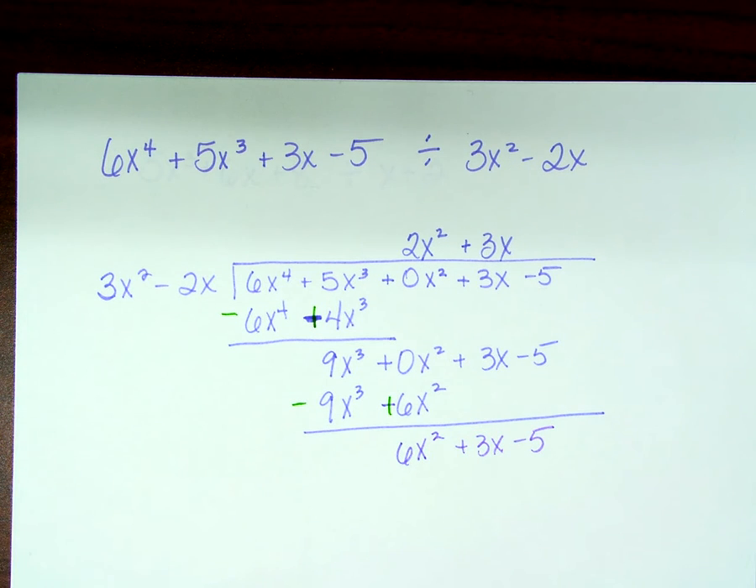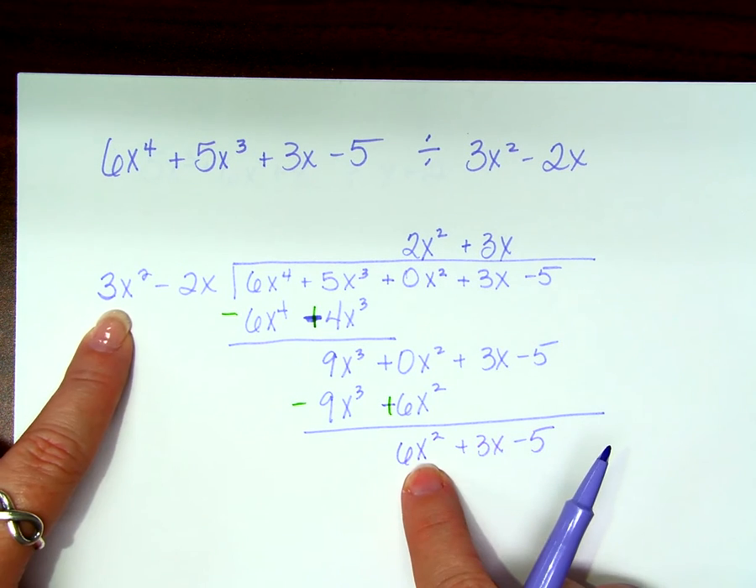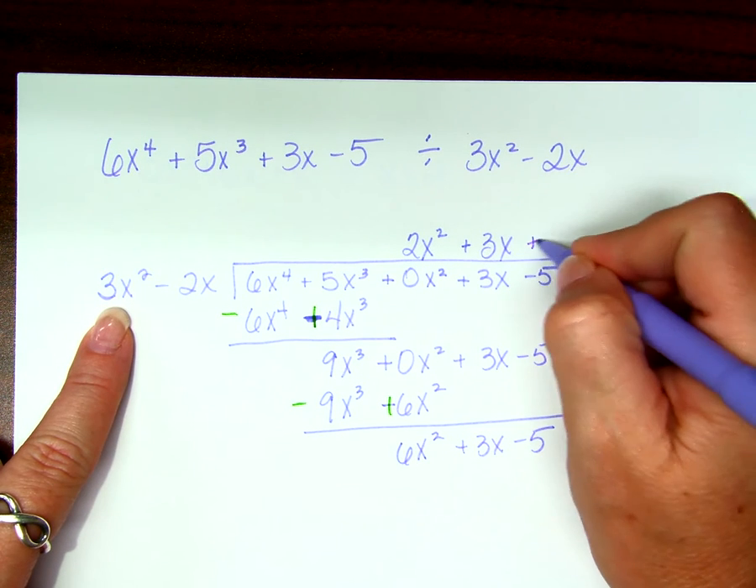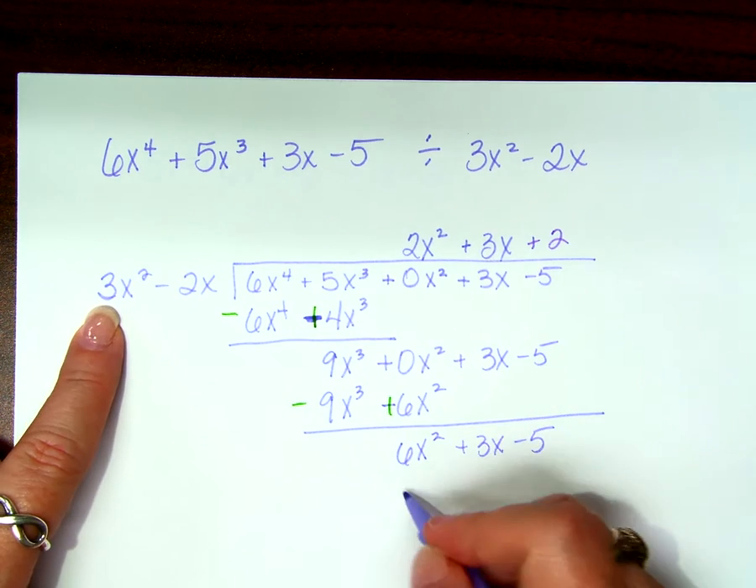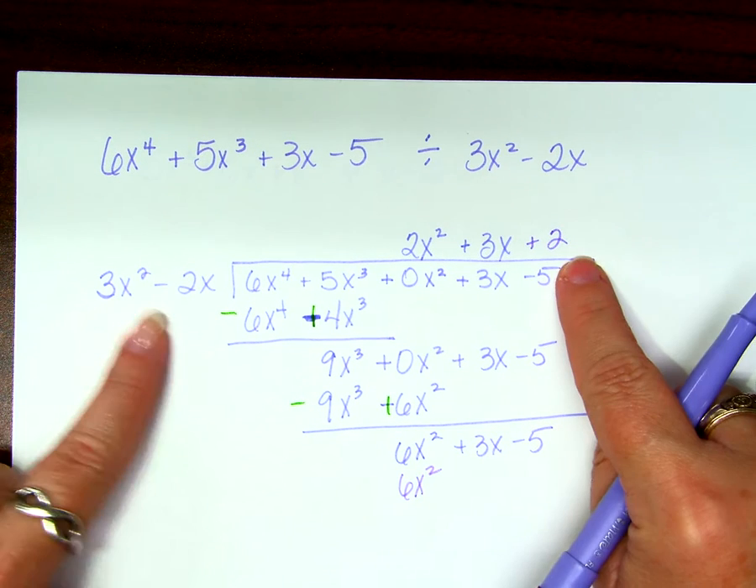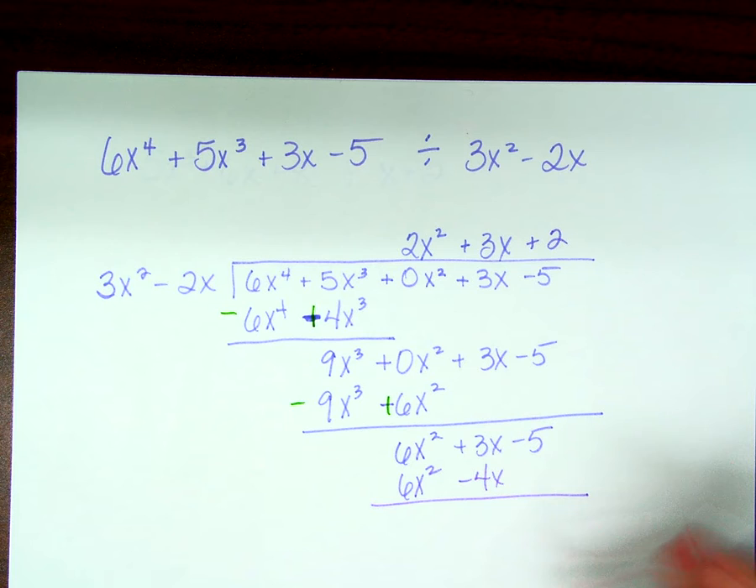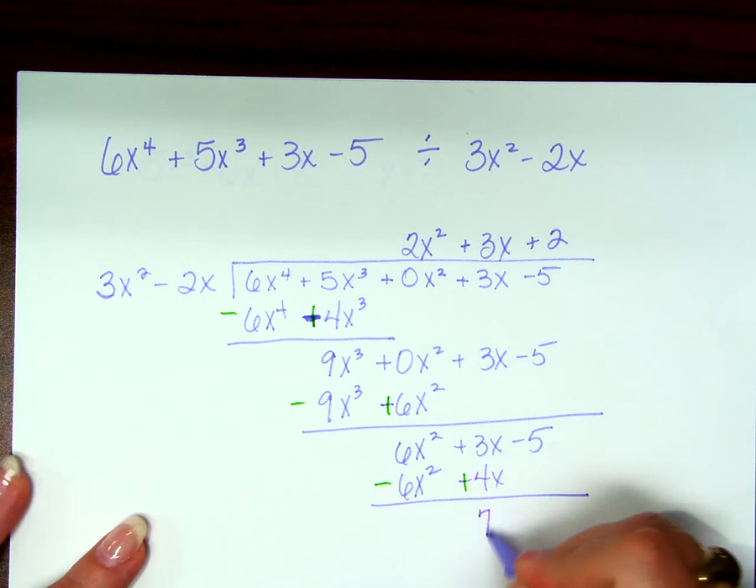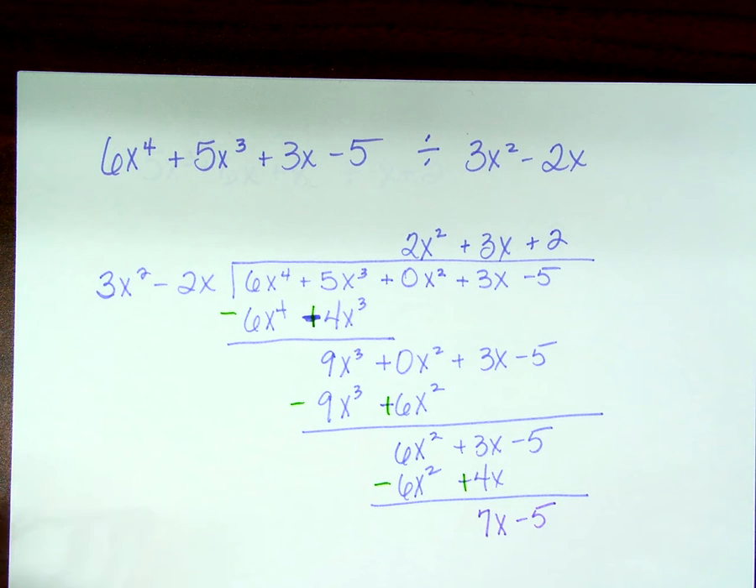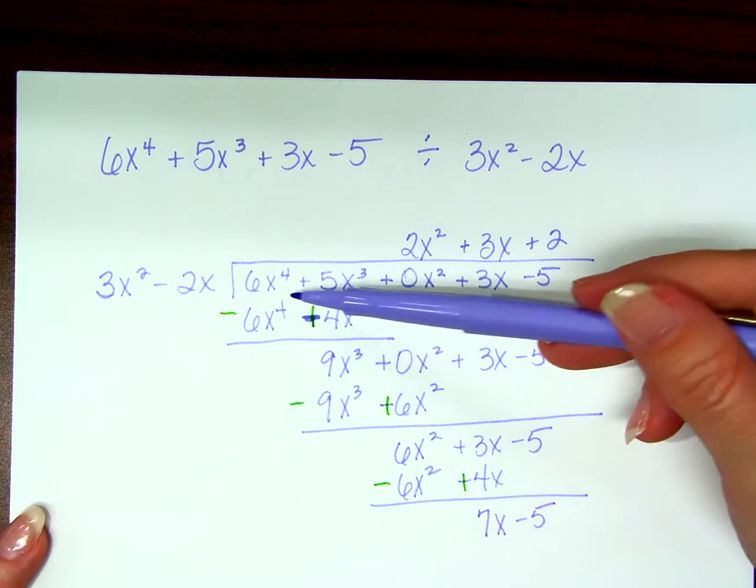Now how do I know when to stop? How do I know when I'm done? Well, can I still divide this by this? I can, right? So I keep going. So this is 2. 2 times 3x squared is 6x squared. 2 times negative 2x is negative 4x. Change your signs and add. 7x minus 5.